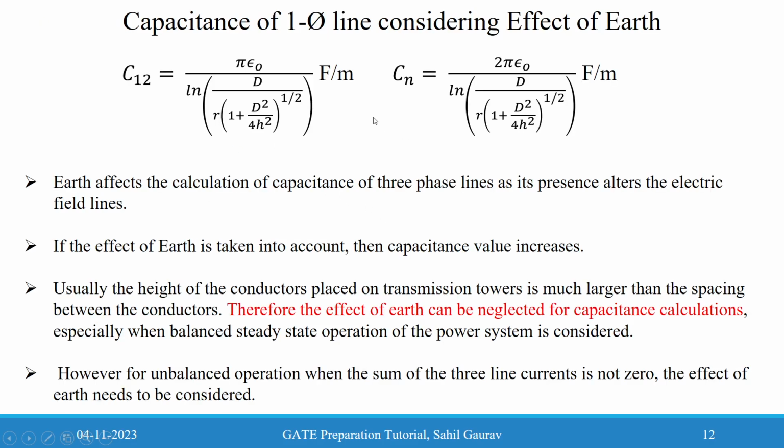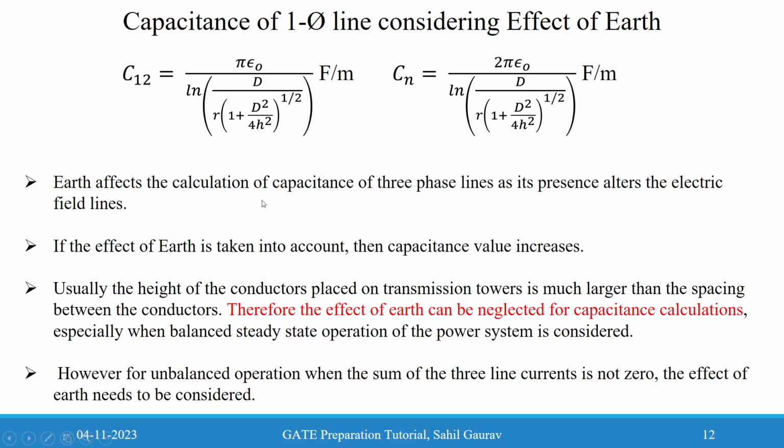Now we will see the capacitance of a single phase line considering the effect of earth. If you consider the effect of earth, that leads to an increase in the capacitance value because the earth has an enormous amount of charge also. Just take the amount of charge inside the conductor, and take an equal amount of opposite charge placed at an equal distance beneath the earth. In this way, using the mirror image concept, you can find the capacitance of the line considering the effect of earth.